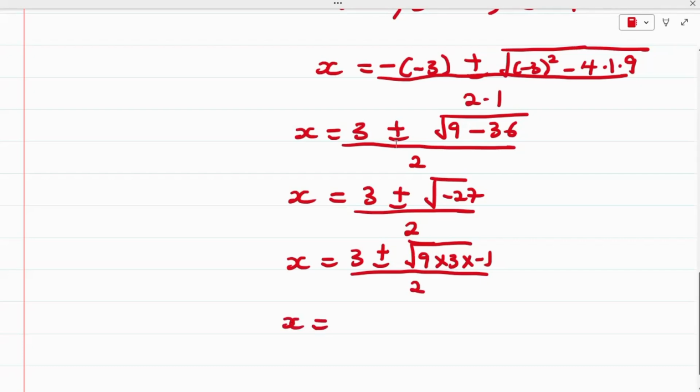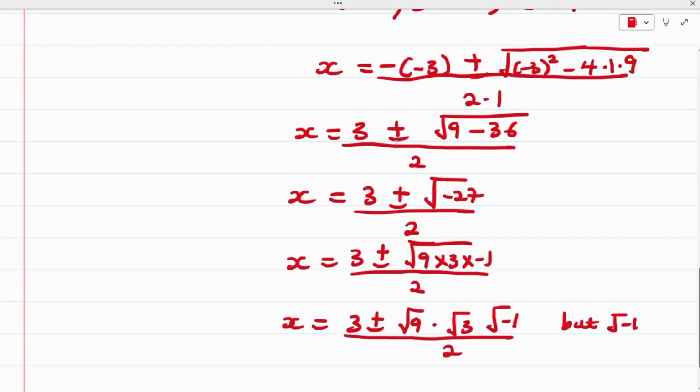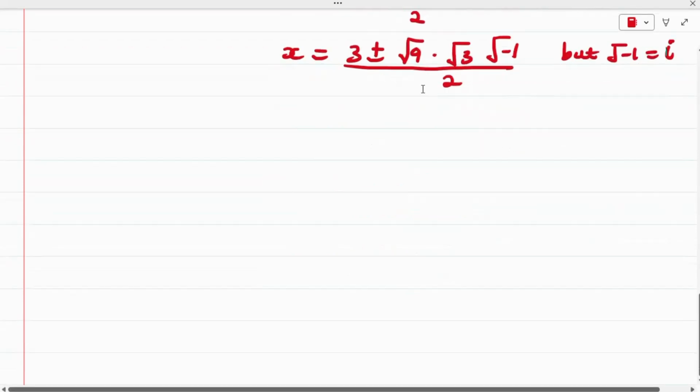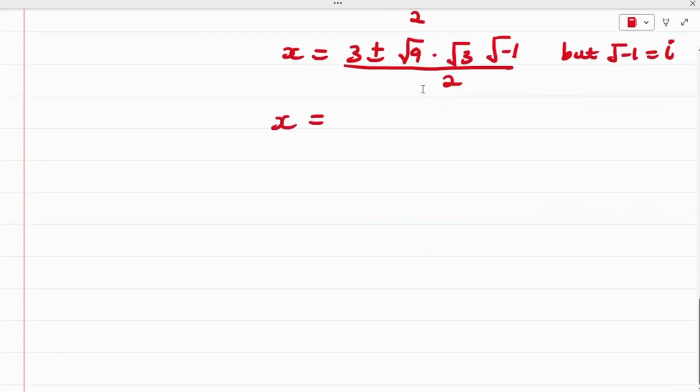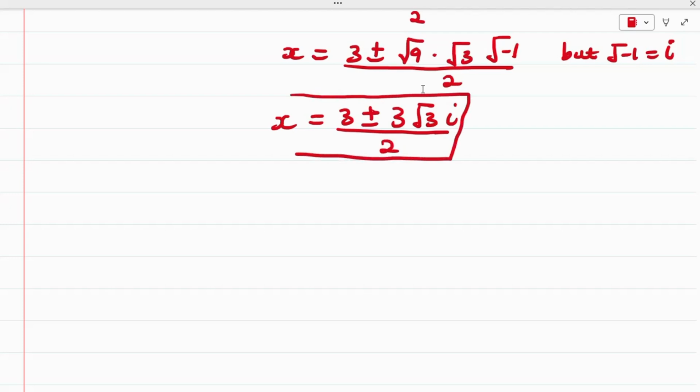So x is equal to 3 plus or minus the square root of 9 multiplied by the square root of 3 multiplied by the square root of negative 1, all over 2. But you want to know that the root of minus 1 is equal to i. So from here we have that x is equal to 3 plus or minus the root of 9, which is 3, multiplied by the root of 3, and the root of negative 1 is i, over 2. So this becomes the second and third value of x.